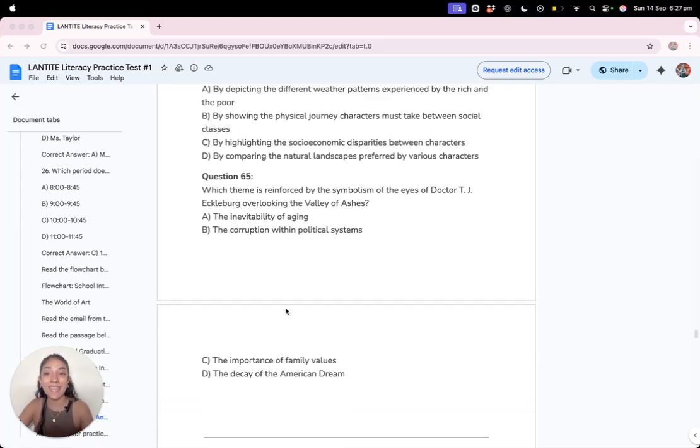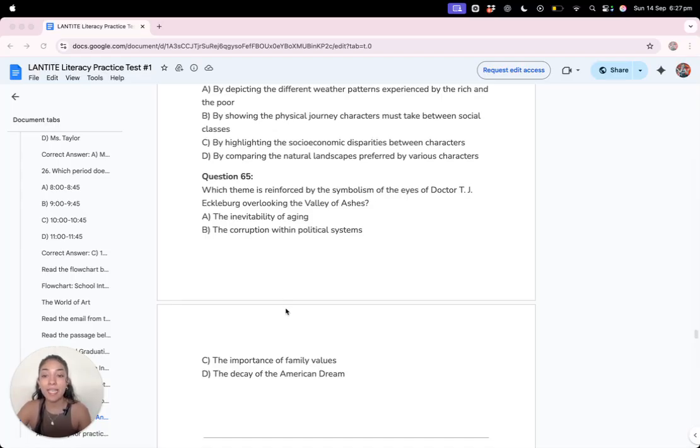We made it to the end. Question 65. Which theme is reinforced by the symbolism of the eyes of Doctor T.J. Eckleburg, overlooking the Valley of Ashes? A. The inevitability of aging. B. The corruption within political systems. C. The importance of family values. And D. The decay of the American dream.